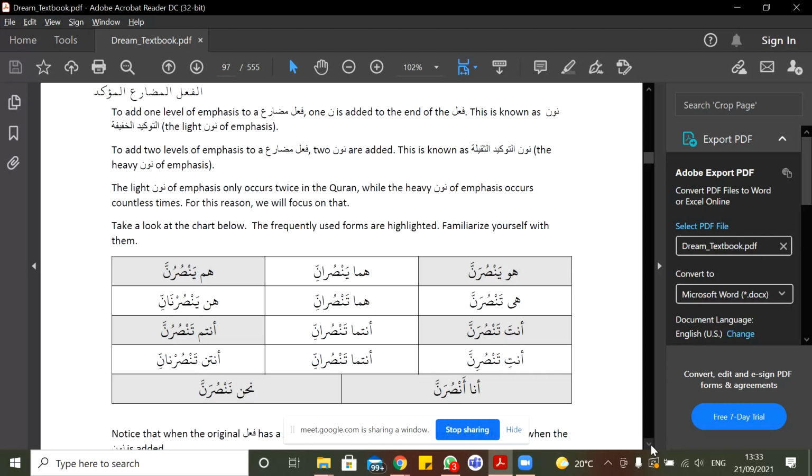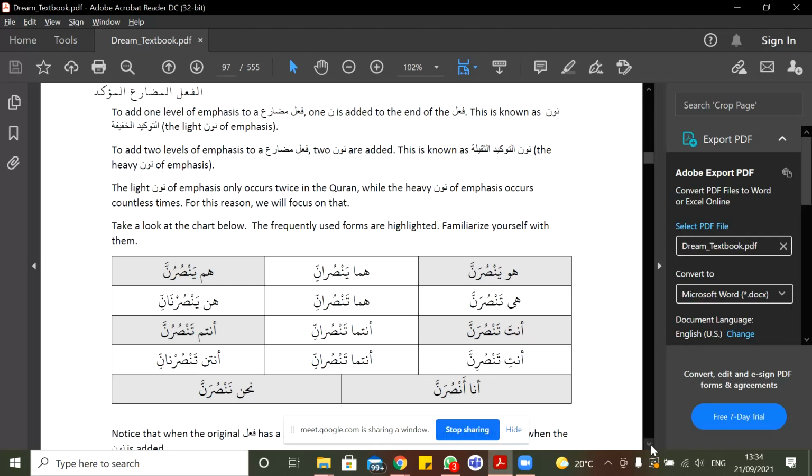So this is how you will remember this chart: whenever there is no noon ending for a fi'l mudari, you will add a noon with shadda. Everything will have a noon with shadda in the end, but the two noons are added where we have a fi'l mudari without noon ending. And when we have a noon ending, we already have a noon, so there is only one more noon to make it a shadda ending. But are they all heavy noon? They're all heavy noon.